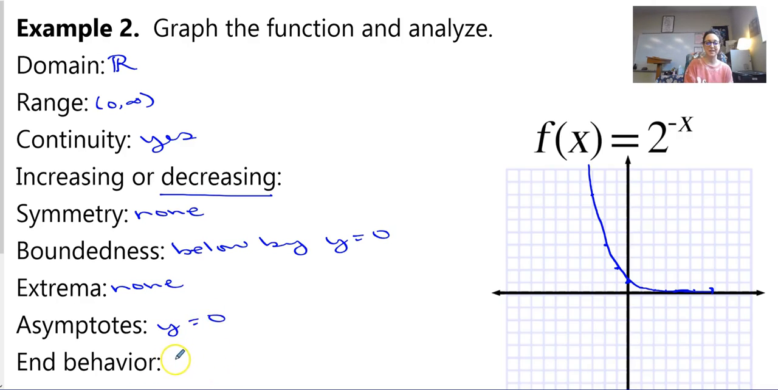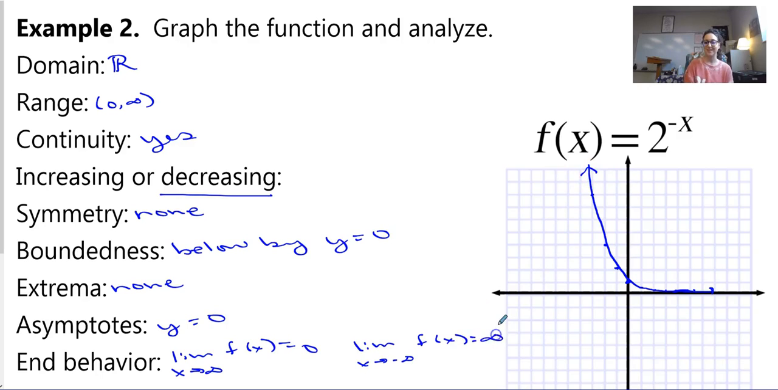Okay, now let's write the end behavior. So I'm going to go limit as x approaches infinity of f of x equals, so this is going to the right. As I go to the right, what do my y's approach? My y's approach 0. And now let's do the limit as x approaches negative infinity of f of x. So this is as we go to the left. As we go to the left forever, the y's just go up forever.